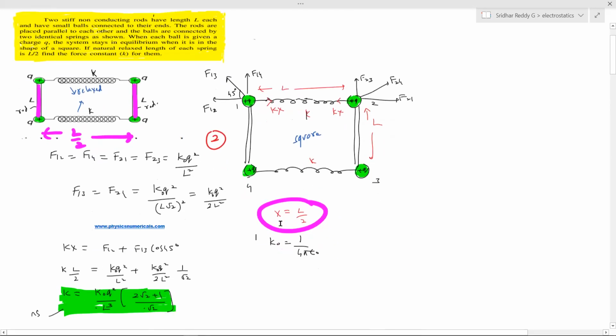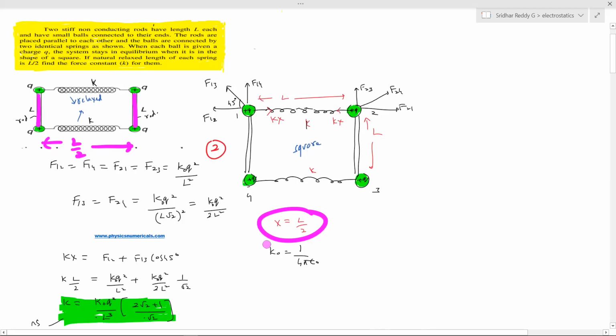Because K is the spring constant, K naught will be 1 by 4 pi epsilon naught. Fine. Now, after this, let's come to the forces acting along the diagonal. F13 should be equal to K naught Q square by the diagonal length squared. What is this diagonal length? L√2. So that is what we wrote, L√2. The square of that will be 2L square. So these are the forces.